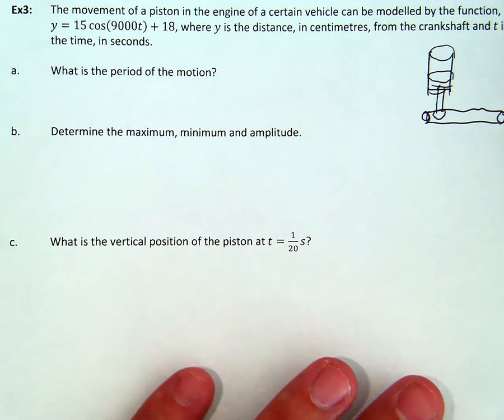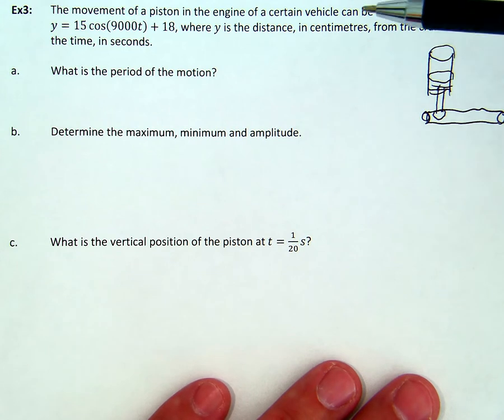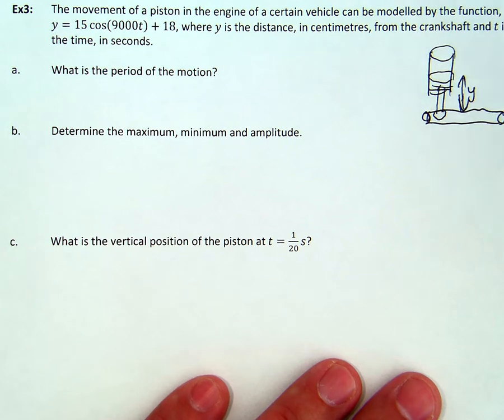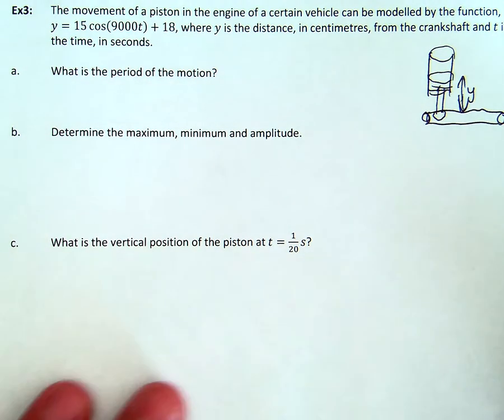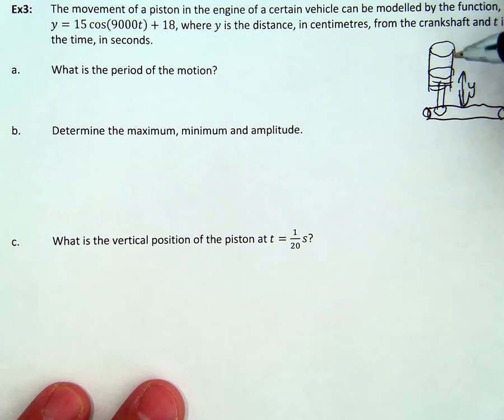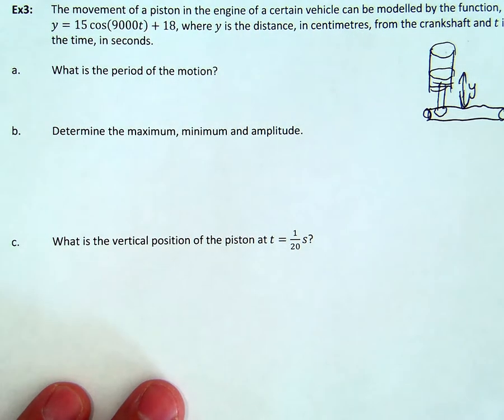So what it's saying here is y is the distance in centimeters from the crankshaft. So y would be the distance from the top of the piston to the crankshaft. And t is time in seconds. So the piston inside the cylinder is going to move up and down, and we're always measuring the distance from the crankshaft. With how an engine works, while we're talking about it, the gasoline air mixture would be here. As the spark plug fires it, it pushes it down. That's where the power for an engine comes from.